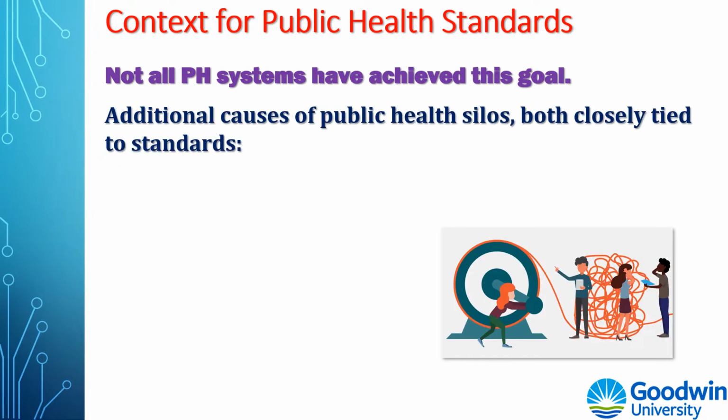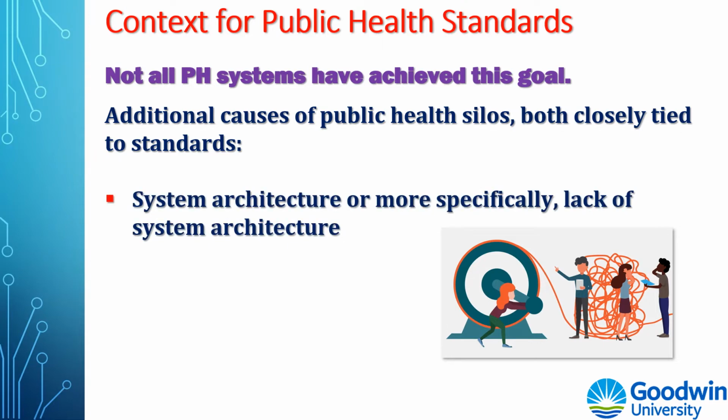Additional causes of public health silos are both closely tied to standards. So system architecture, more specifically, the lack of it. Sometimes these are ad hoc systems. They've just kind of grown out of necessity. Oh, we need more storage. Oh, we need this. Oh, we need that. But there's no overarching blueprint we discussed before. And without a system architecture, this is really difficult to do. You're going to end up with a lot of systems that don't work together, which is the other thing we talked about. You need the system architecture as the overarching blueprint. When you don't have one, it's really hard.